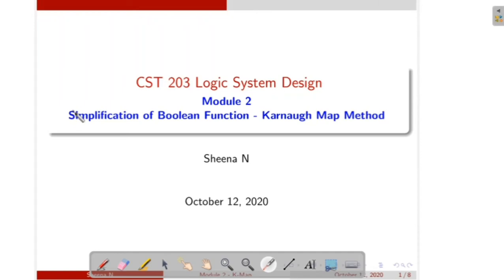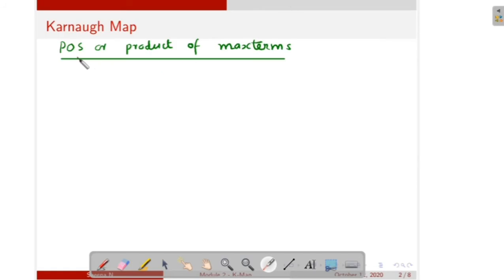Hi students, in the last video we have studied how to simplify a Boolean function in SOP form using Karnaugh map. In this video we will study how to minimize a Boolean function in POS form using Karnaugh map. You know what is a POS form? Product of sum form or product of max terms.